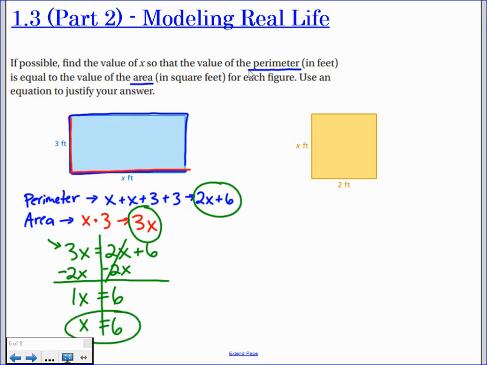All right, and again, let's see if that's true. If x is equal to 6, that would mean that 2x plus 6 would be 2 times 6 is 12. 12 plus 6 is 18. Okay. Is 3 times 6 18? Yeah, it is. So the perimeter is equal to the area. So the only time in which this will happen is if x is equal to 6.